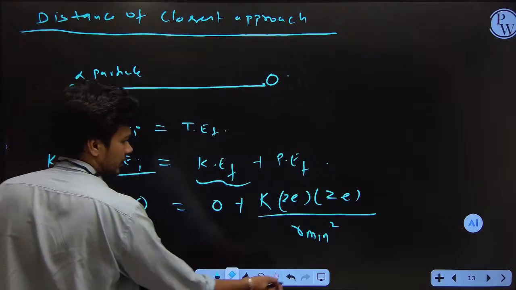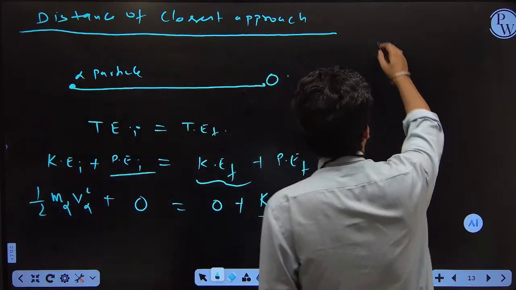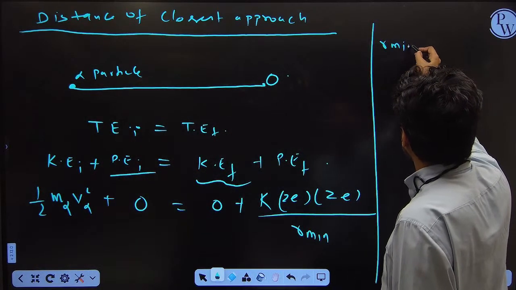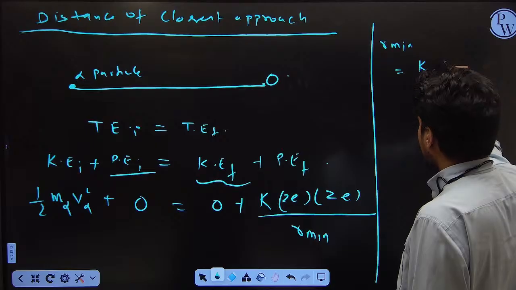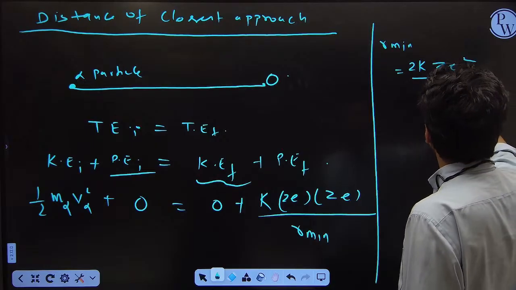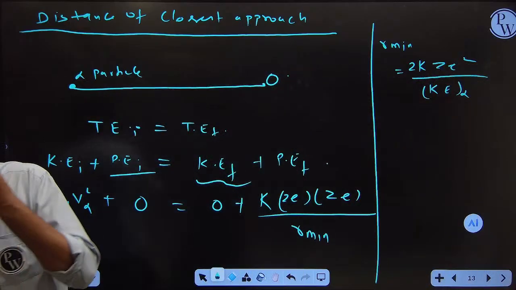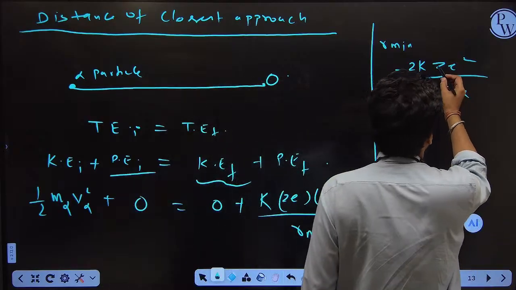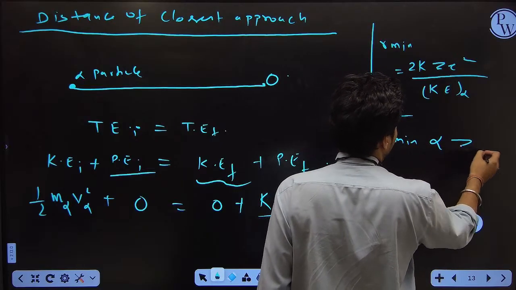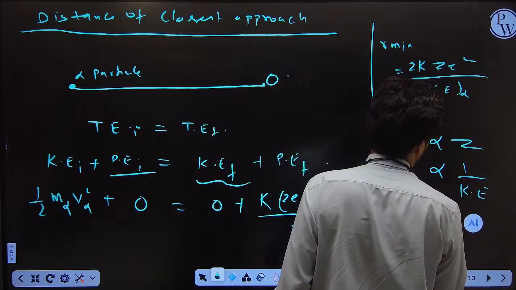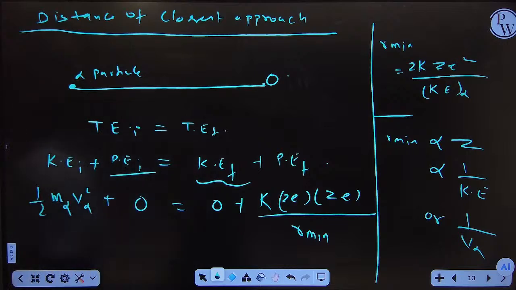Correct. Now you got it. So what is R minimum? I'll write it simpler: R minimum is 2k Ze square upon the kinetic energy of the alpha particle. Clear? And from this, what can we deduce? We can say that R minimum is directly proportional to Z, inversely proportional to kinetic energy, or you can also say inversely proportional to the velocity of the alpha particle. Correct?